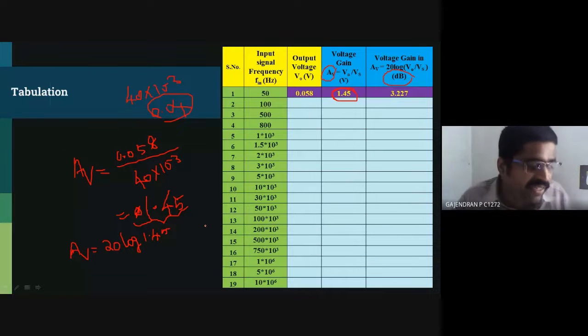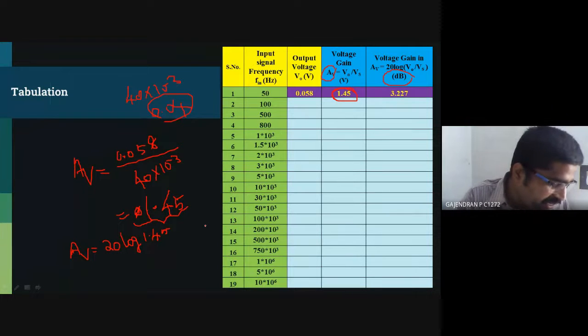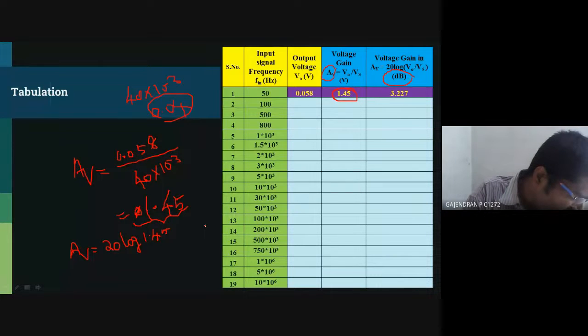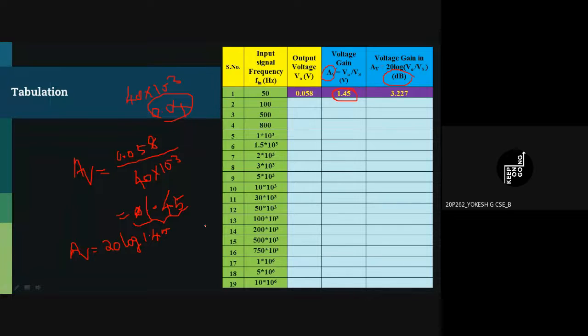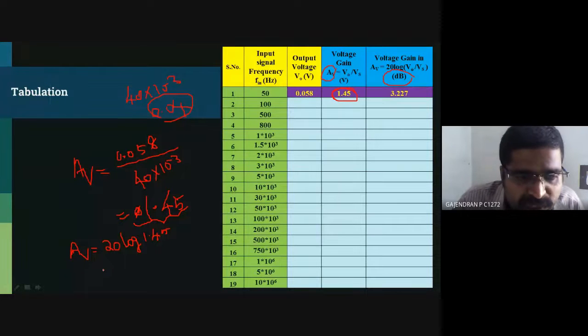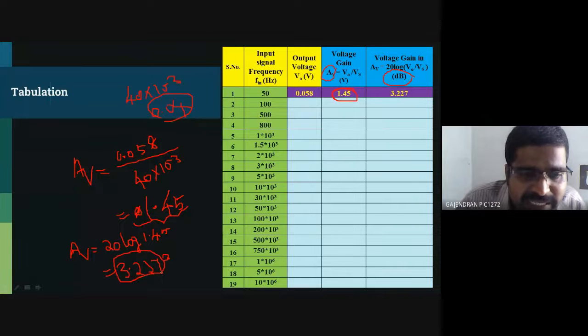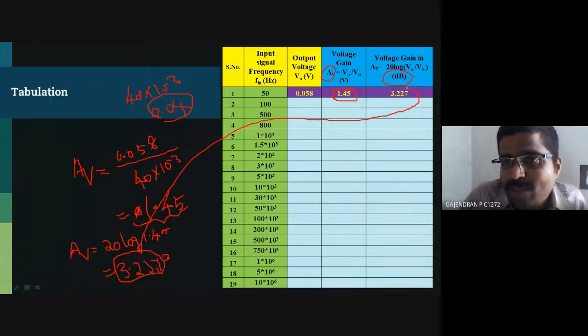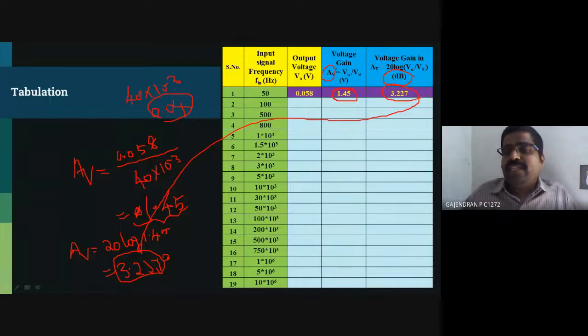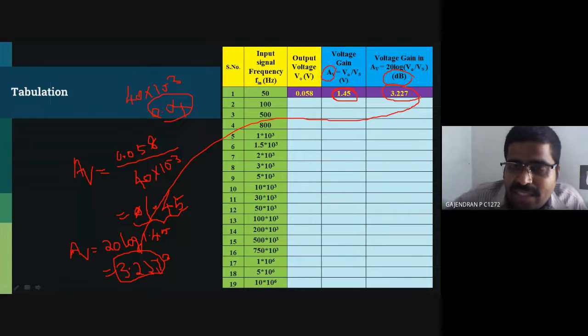Please take your calculator and anyone please find and tell. 20 log of 3.2273, sir. We need only 3-digit accuracy, so we will take it as 3.227. Is it clear, dear student? Is it clear how to calculate the gain and the gain in decibel?